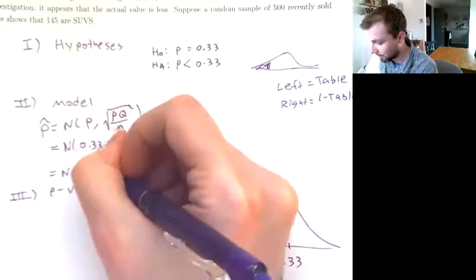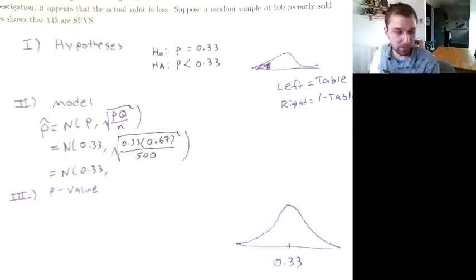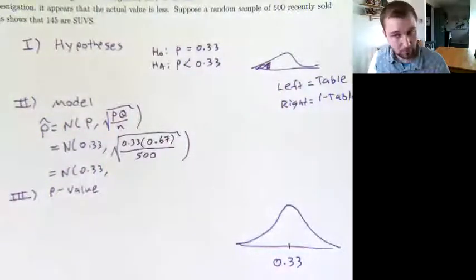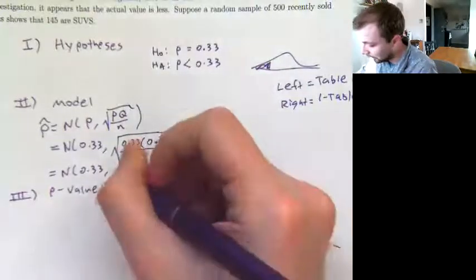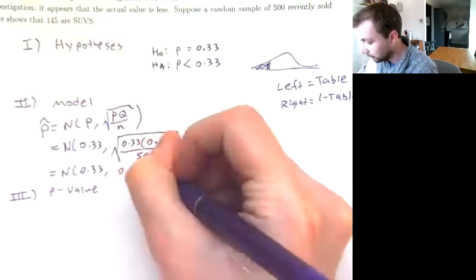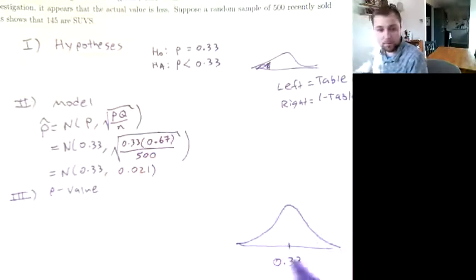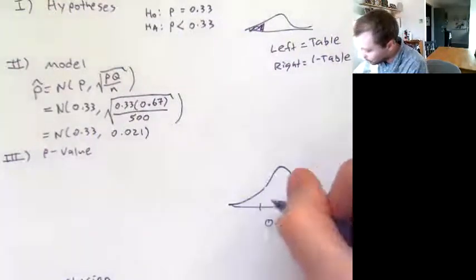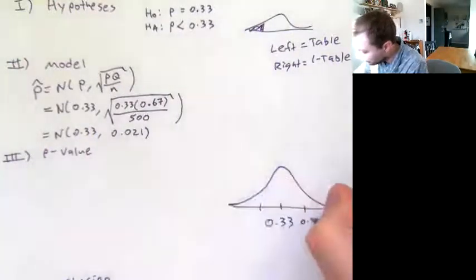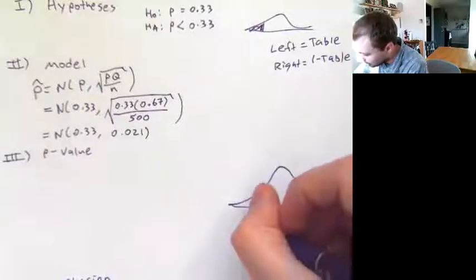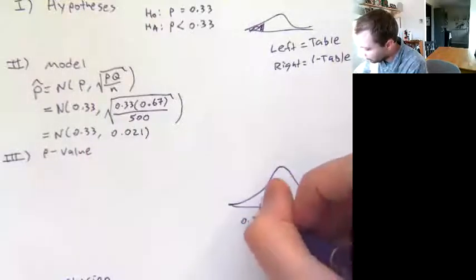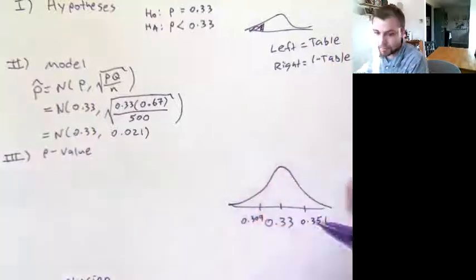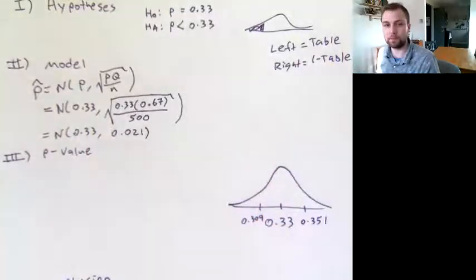I'm going to type that standard deviation into a calculator here. And when I do that, I get 0.021. So on my curve, the center is 33%, and I'm adding and subtracting about 2%. So this would be like 35.1%. This would be like 30.9% or so, just a rough picture.